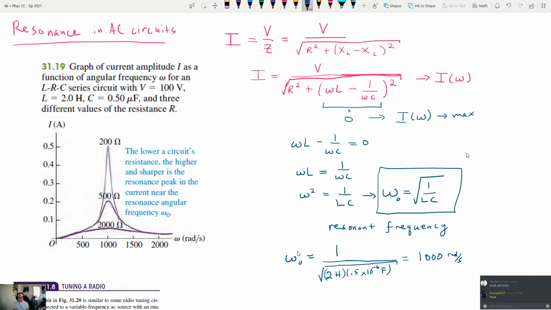So what does this mean? This means that when you have the angular frequency of your circuit set to this quantity, you're going to get a maximum output power. So, does that make sense? Maybe I should just stop right there. Does this automatically make sense to you all, or do I need to explain more?